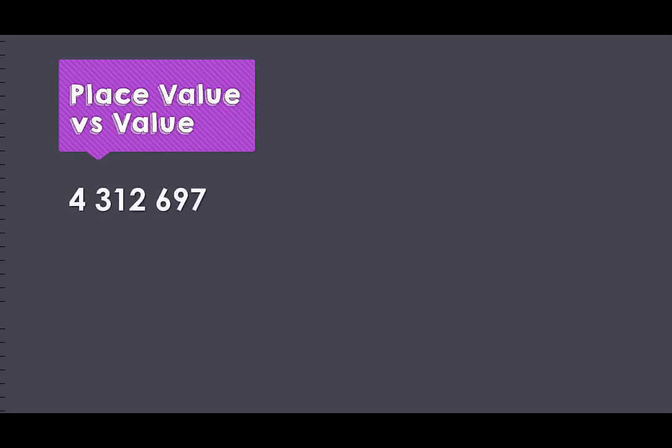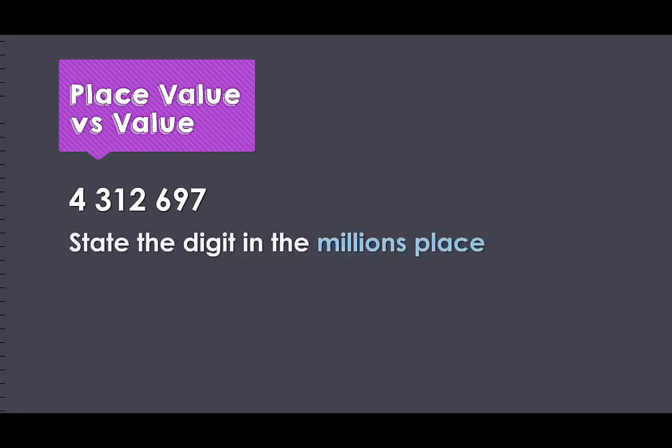Here we have 4,312,697. State the digit in the millions place. First, we need to locate where the millions place is. This is easy because of the spaces within our number. We can see our groupings of 3 and the 4 sitting out on its own. This means that the 4 is in the millions place. It is the 7th place value column, moving from right to left.